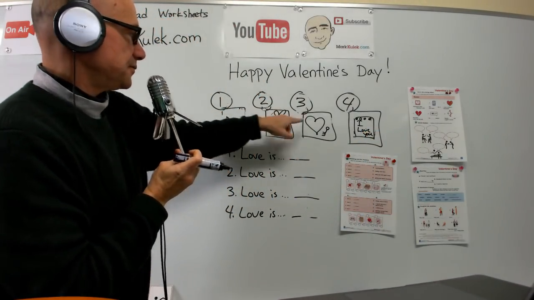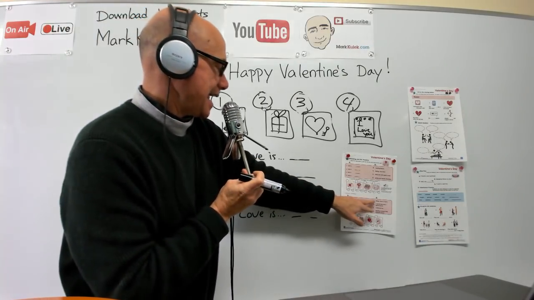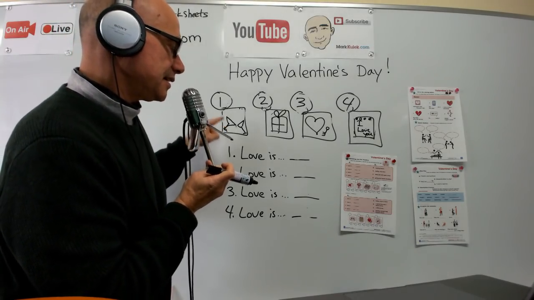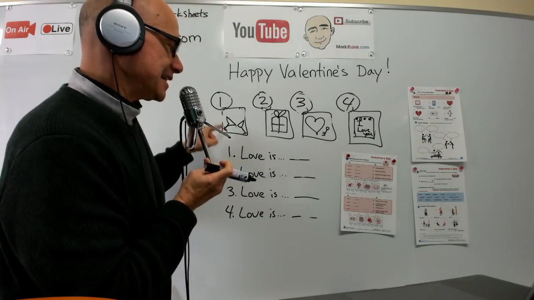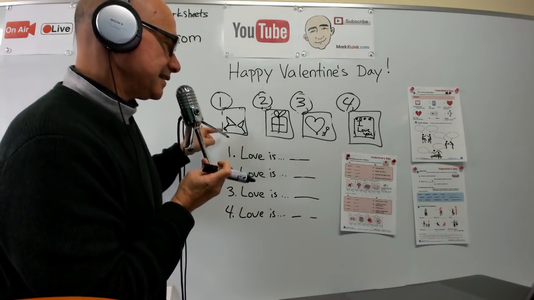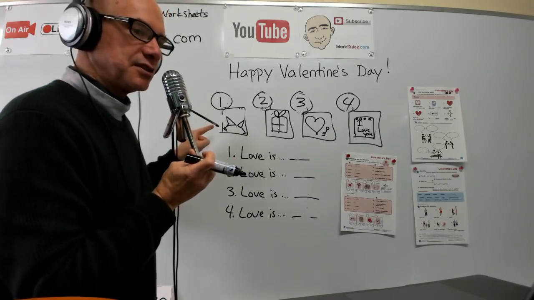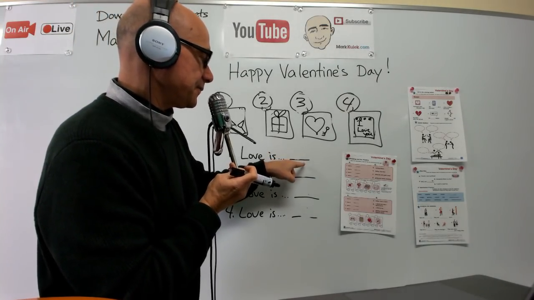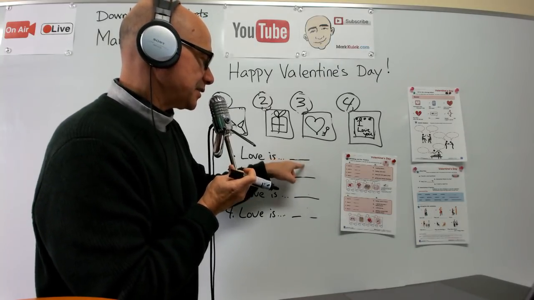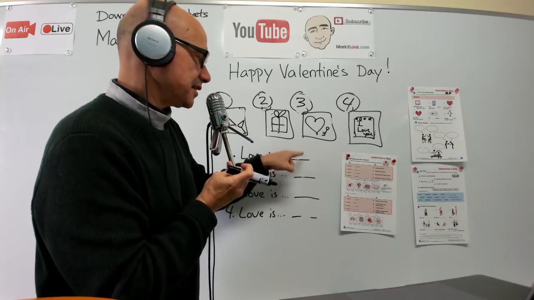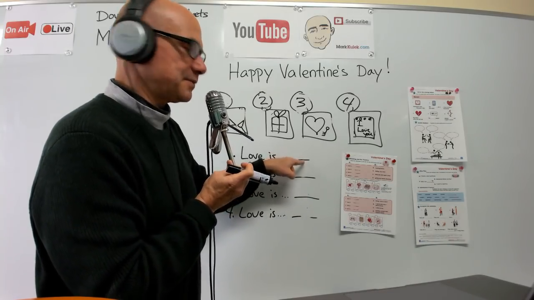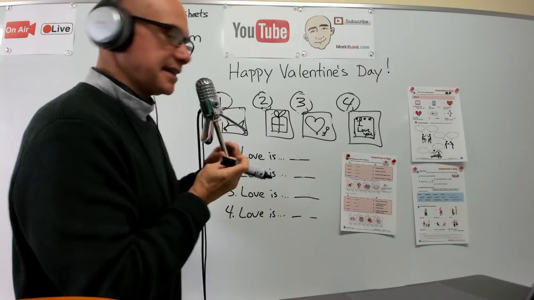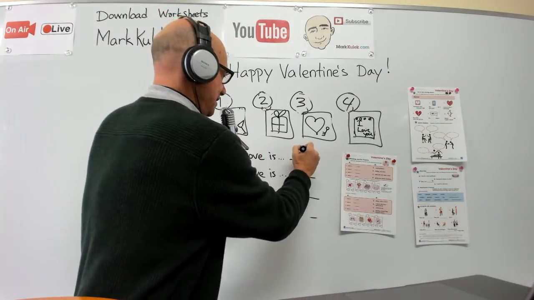So this is, okay, 1, 2, 3, 4. And then, okay, one, love is A, having a key to a heart. B, a special note from a special person. C, a drink for two. D, opening a present from someone special. So one, is it A, having a key to a heart, B, a special note from a special person, C, a drink for two, D, opening a present from someone special? Yes, C, a drink for two. Okay, good. Good, sleepwalker. Thank you.